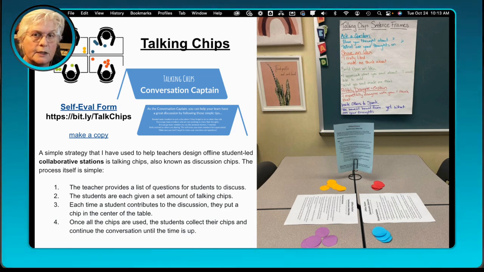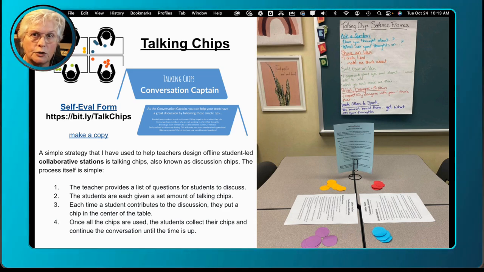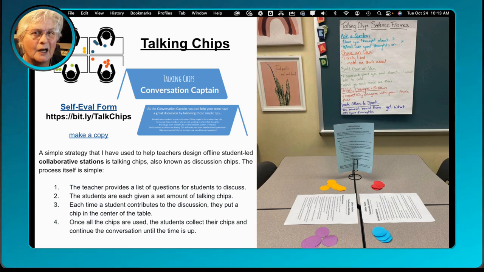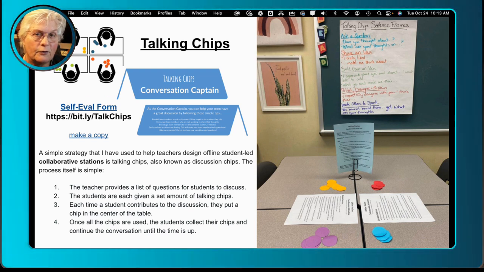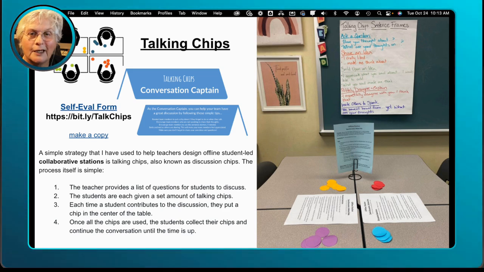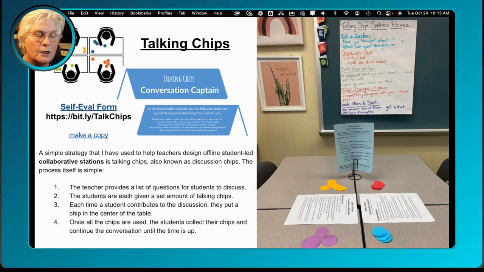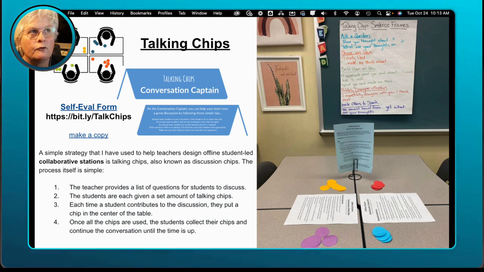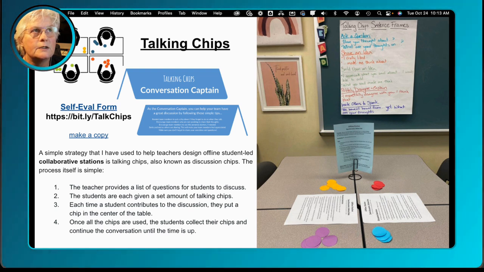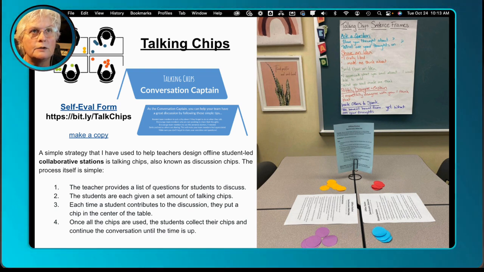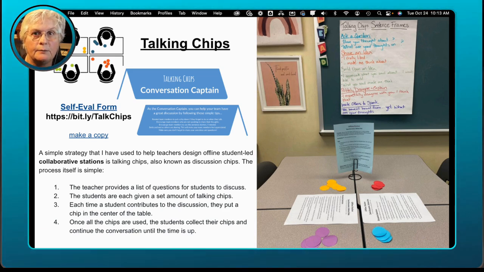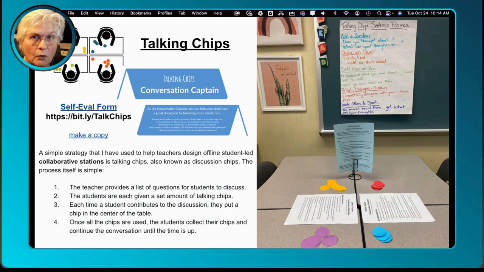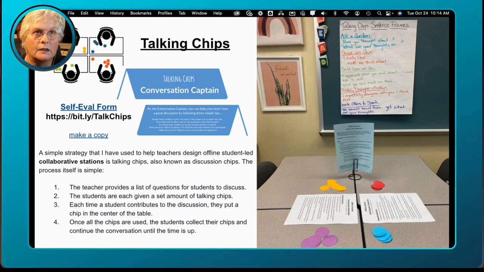The requirement is that you use all of the talking chips. So that way your English language learners have to get the bravery going so that they can contribute to the conversation as well. There's no right or wrong answers, but everybody contributes. So it's a simple strategy, works really well to get conversation going and to keep the students' attention fixed on what they're doing, and also practice active listening.